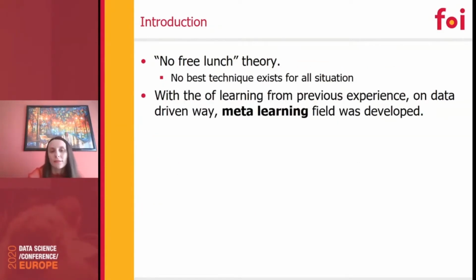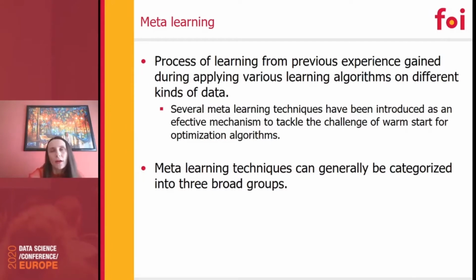The field that is developed to answer this question is called meta-learning field, and it is based on the no free lunch theory, which says that there isn't such technique or machine learning algorithm which would be the best for all situations, for all data sets, for all domains. So the idea of meta-learning is to learn from previous experience in a data-driven way. And we quantify meta-learning as process of learning from previous experience, which is gained during applying various algorithms on different kinds of data. Meta-learning techniques have been introduced, and there are several meta-learning techniques developed so far, and they're shown to be effective mechanisms to tackle this problem.